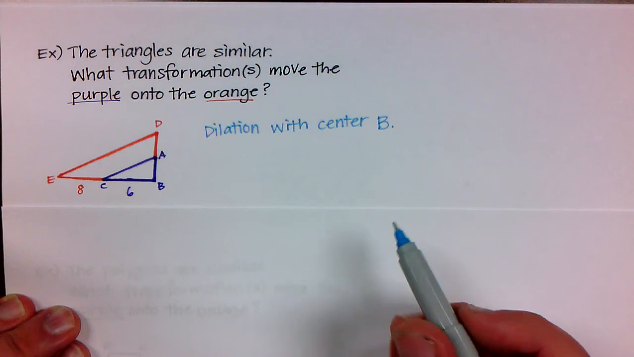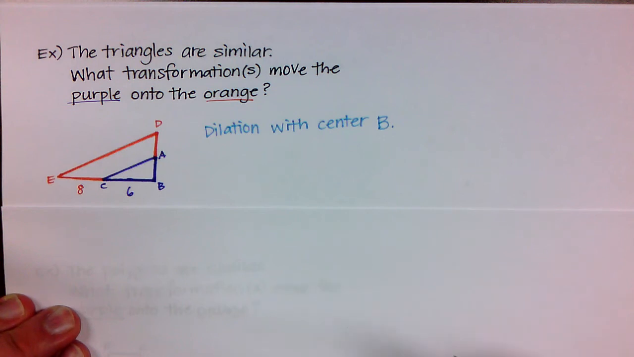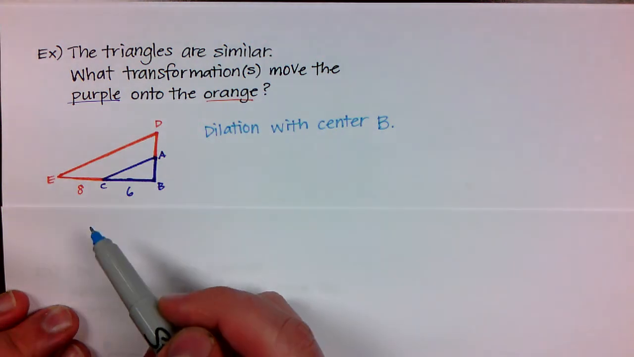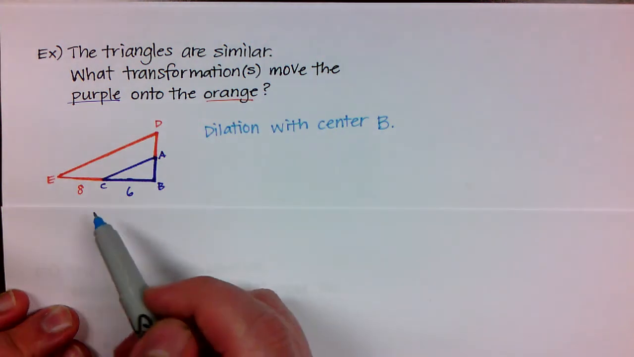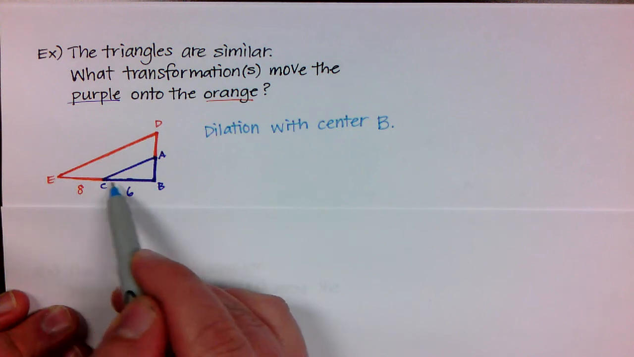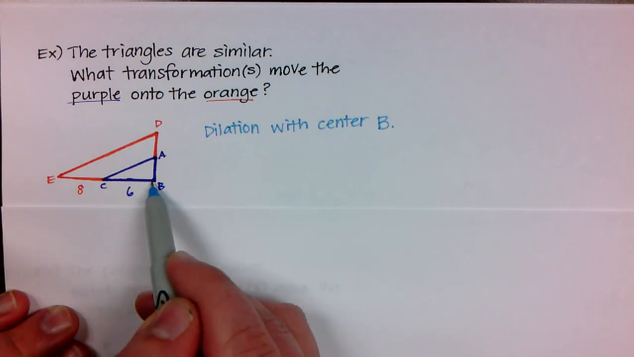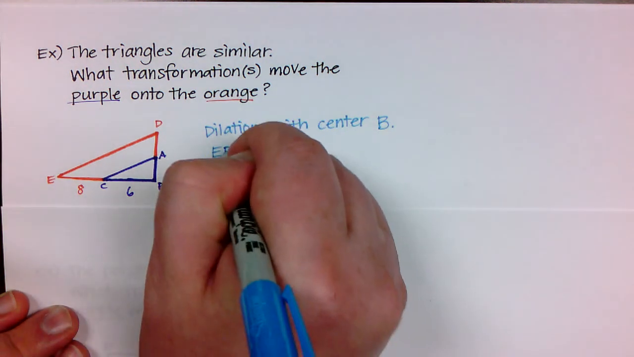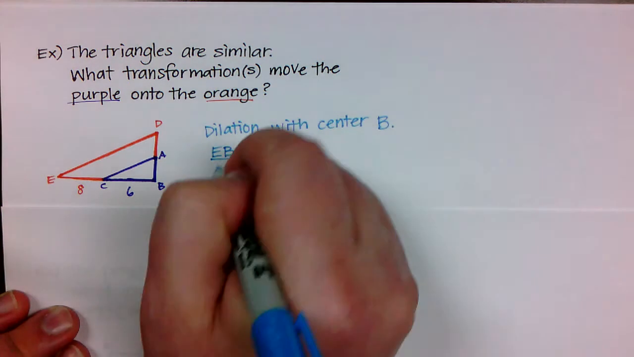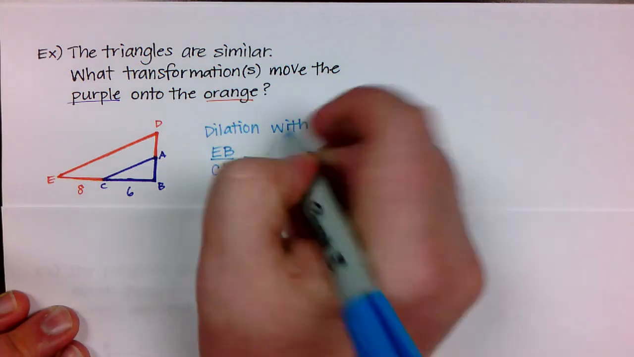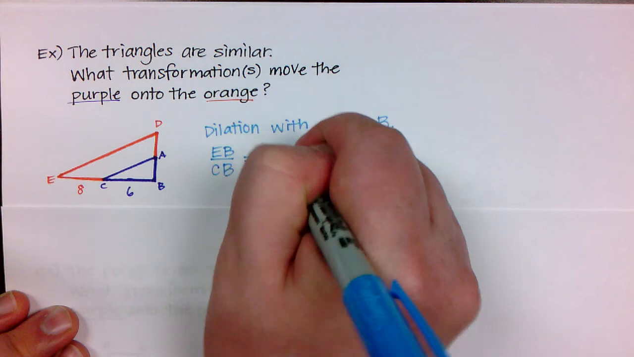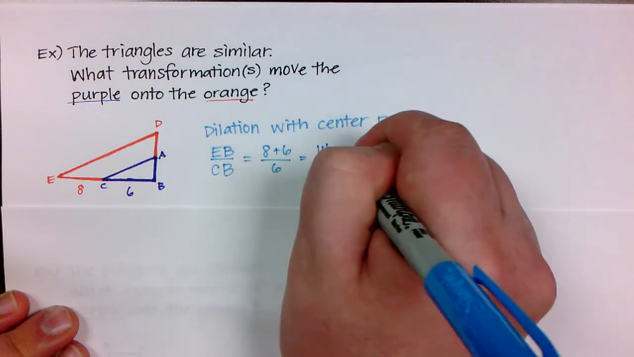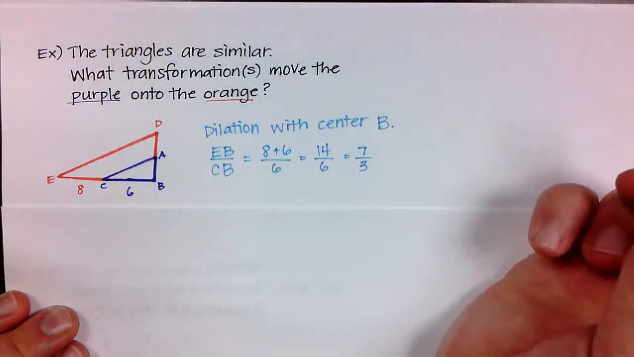Okay? And so then, like in the last one, we need to find what the scale factor is. So the scale factor, you're going to look for 2 sides that you know information about. So I know kind of the base of both of these triangles. So we're going to compare the new one, which is the orange. So all the way from E to B is one side that I know the measurement of, and also from C to B. So E to B would be 8 plus 6, and C to B would just be 6. So that's 14 divided by 6, which equals 7/3.